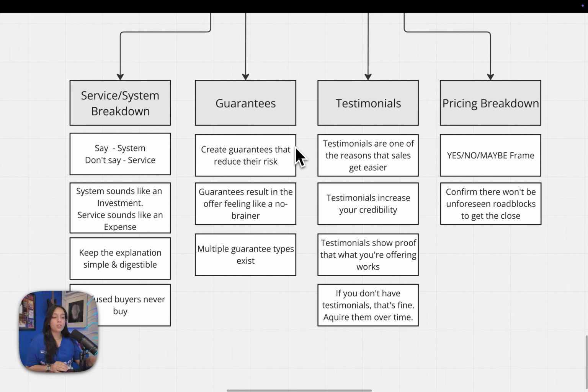So testimonials are one of the reasons that agency sales become easier over time because the more credibility you have around successful AI audits, implementations, workflows, the easier it is to gain their trust.